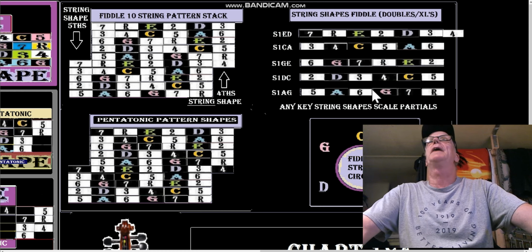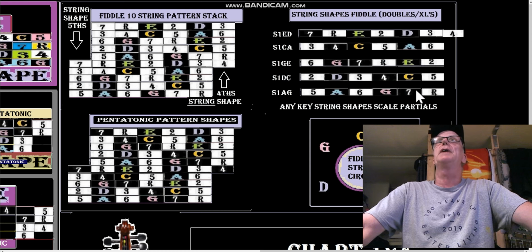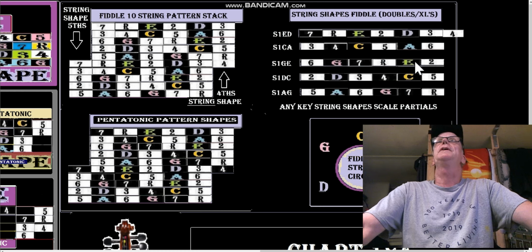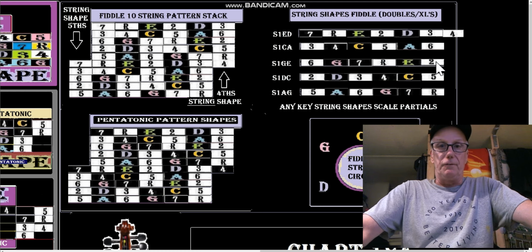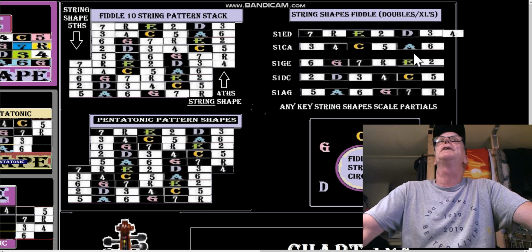Okay, so we've got 5, 6 to 6, 7, root. We've got 2, 3, 4 for a D shape to 3, 4, 5. These are the least common denominator, as far as I could make them, the string shapes for the violin or fiddle. And these are going to be the bottom strings of these cages, including this one.